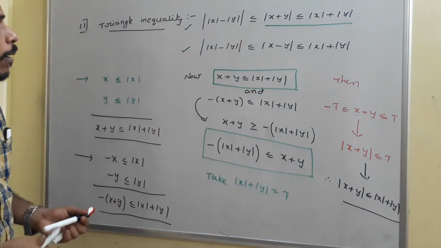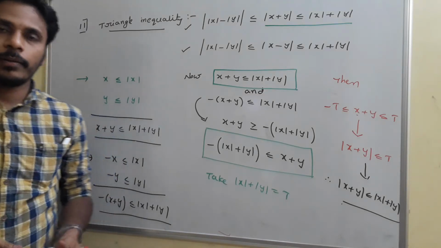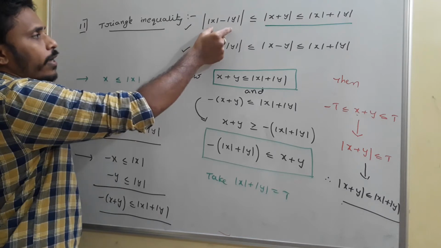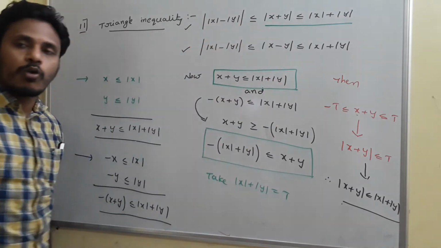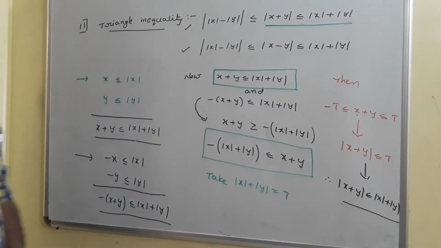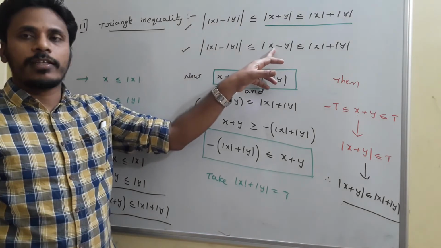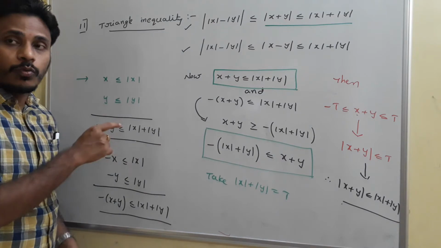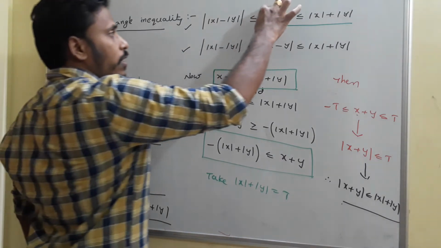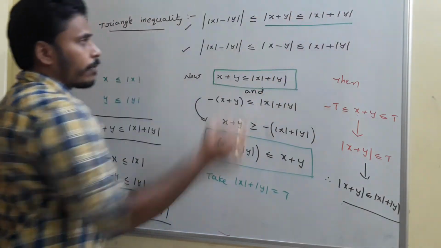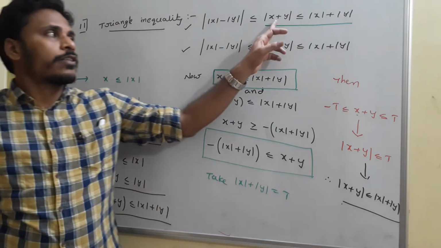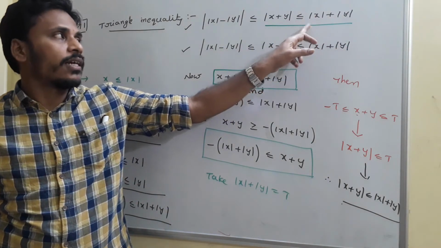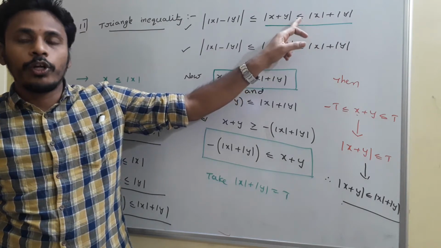See, look at the problem. We are proving the triangle inequality. In this triangle inequality, mod x minus mod y is less than or equal to mod x plus y, less than or equal to mod x plus mod y. Similar to that, we have it for x minus y also. To prove these two statements, specifically the first one, first we are going to prove the second part. And what is that? Mod x plus y is less than or equal to mod x plus mod y, which I highlighted with the green color. That part we are going to prove first.